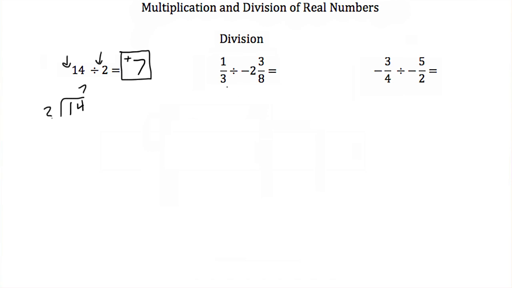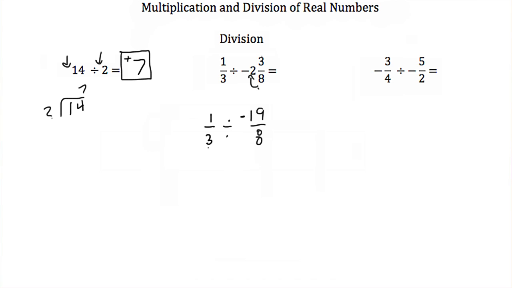Here we have 1/3 divided by a negative 2 3/8. Well, if we really want to do this, let's convert this negative 2 3/8 into a fraction. So this would be 8 times 2 is 16, and then add 3 more. So we would have negative 19/8. 19/8 is equal to 2 3/8.